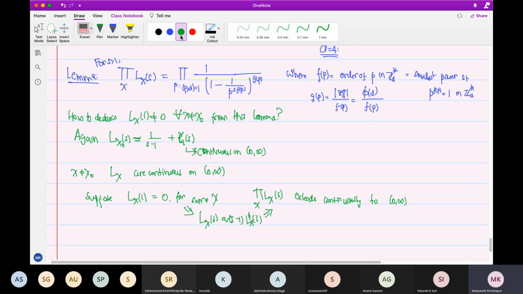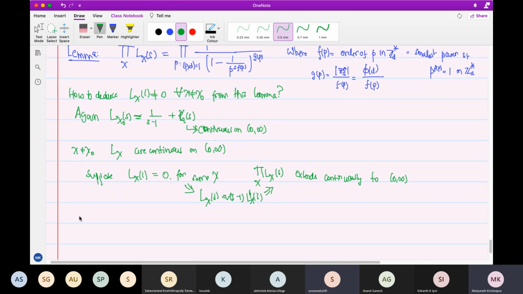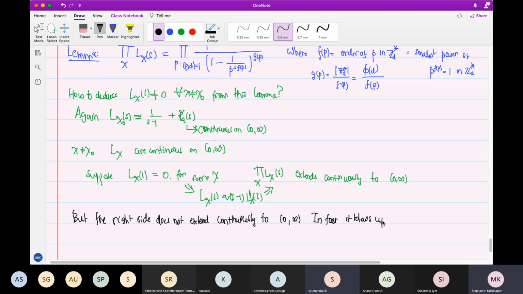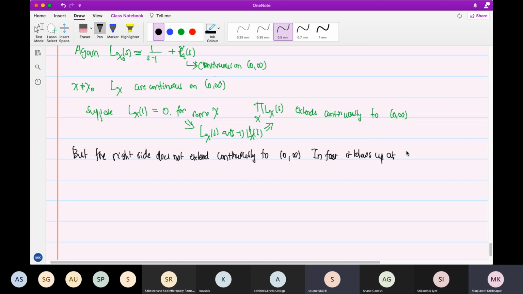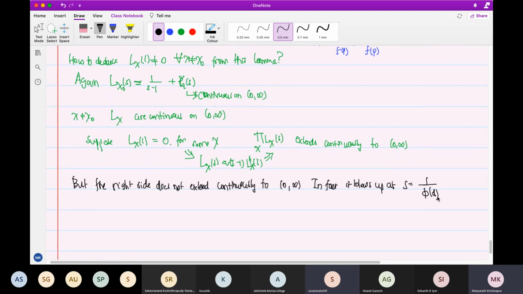Now I will have to maybe come back and explain this next time. But that can't happen. Problem is, this right side does not extend continuously to 0 to infinity. In fact, it blows up. It's 1 o'clock. Okay, I will just stop with this. It blows up at s equal to 1 over phi of t. Okay, we will show that this right side blows up when s is equal to 1 over phi of t.